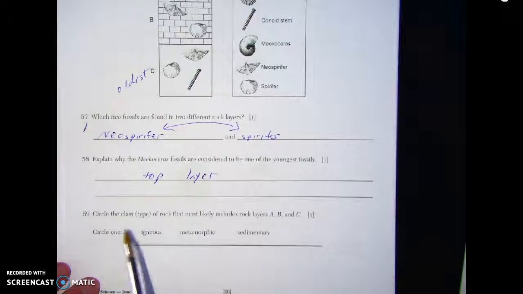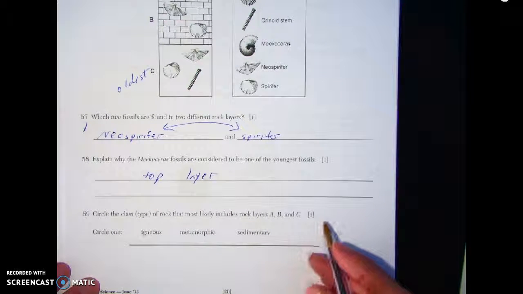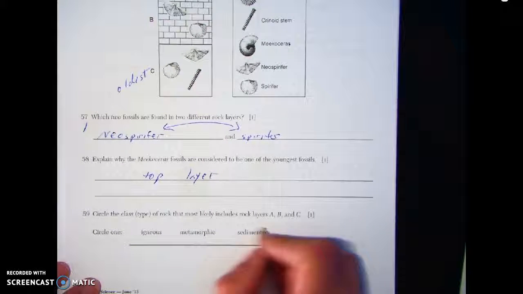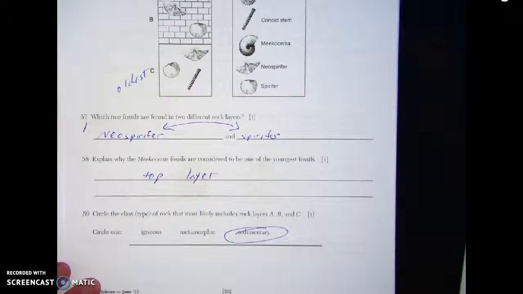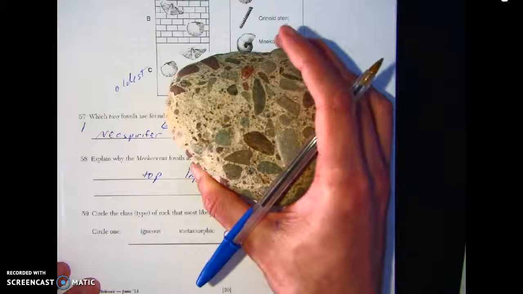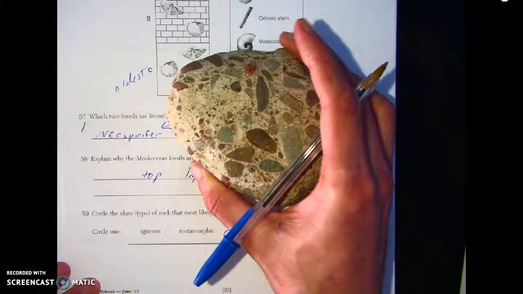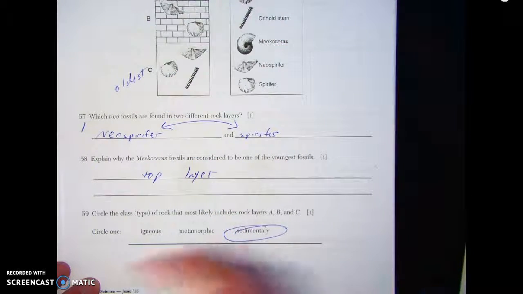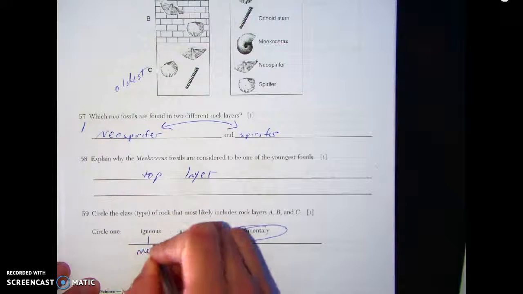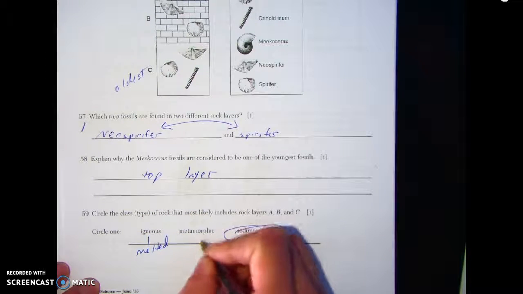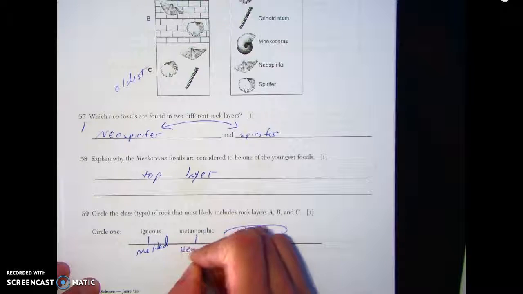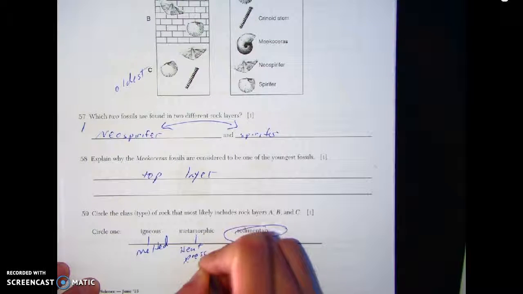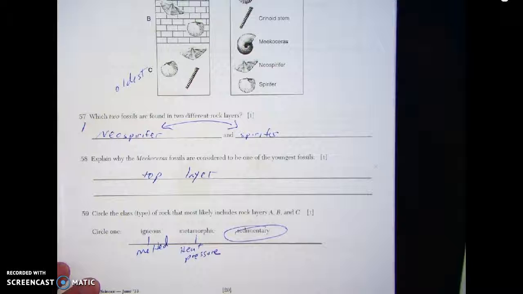towards the top. And then it says to circle the class of rock that most likely includes A, B, and C. Okay, these would be sedimentary rocks, just like this one before. Sand, gravel, mud, getting hard over time. If it were an igneous rock, those animal remains would be melted. If it was metamorphic, the heat and pressure would destroy the fossils, and they wouldn't be left anymore. Okay, so that's up to 59.